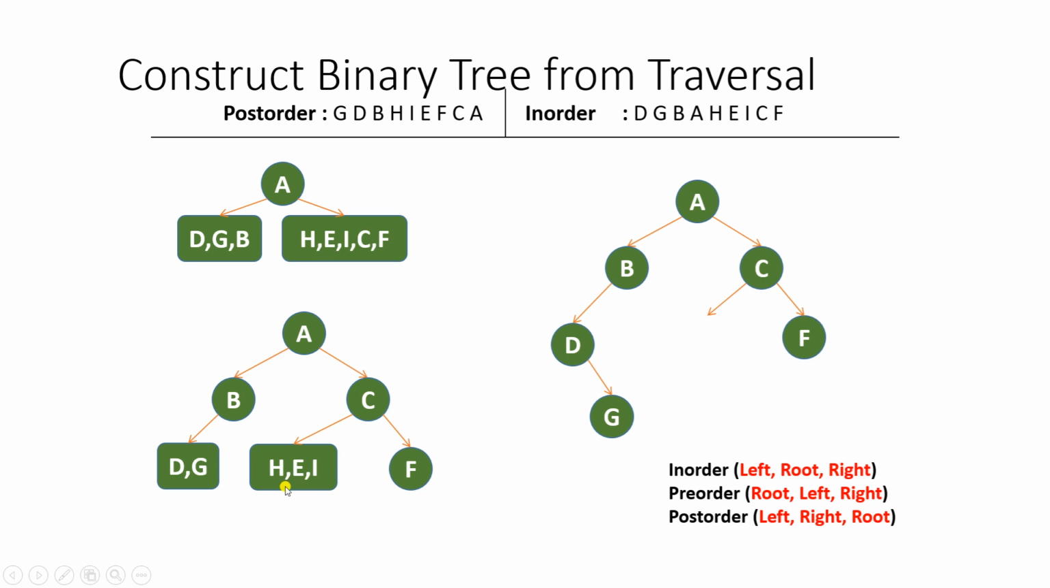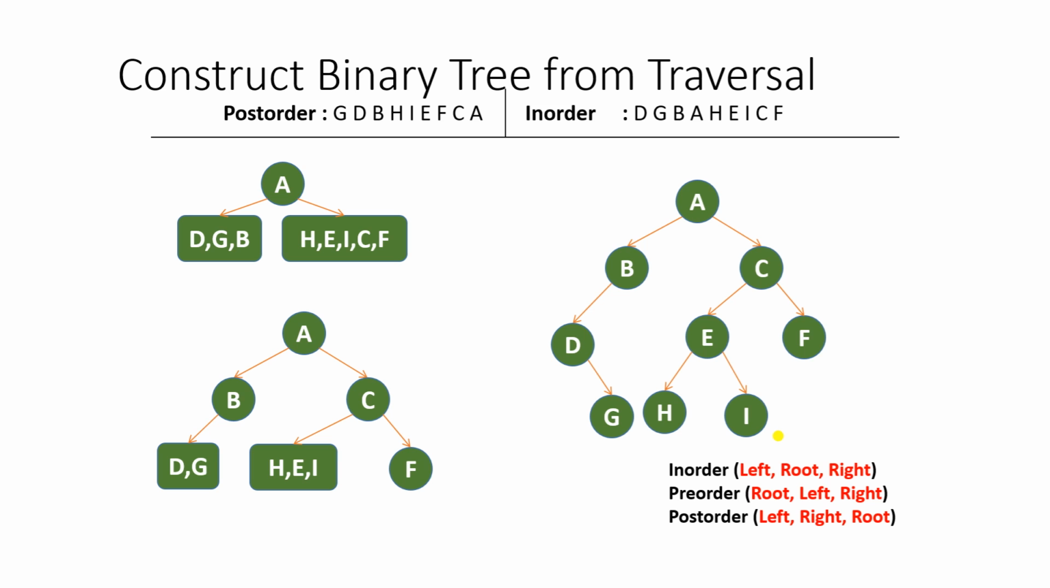With H, E and I, when we see in post order, E is the last node, so that will be treated as the root node. So E will be the root node, and to the left of E we have H in order, and to the right of E we have I. So this is how we construct a binary tree from the given post order and in order.